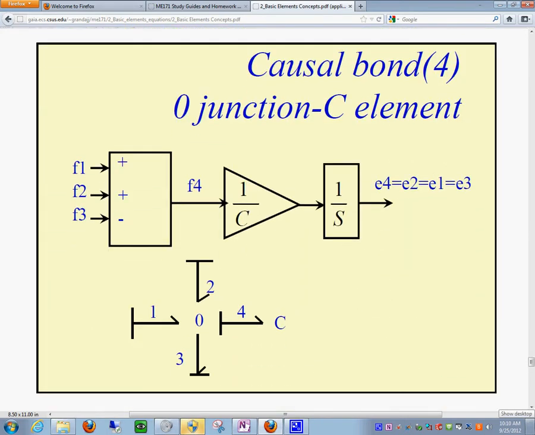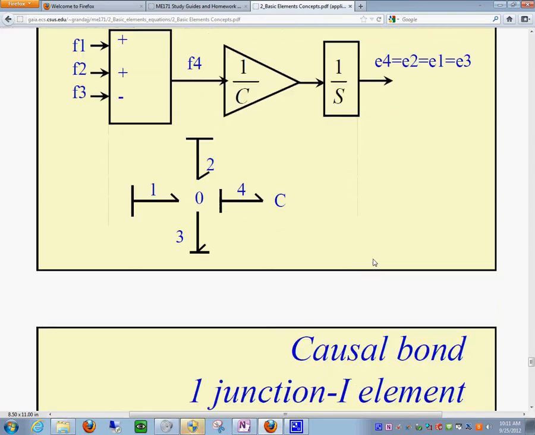If you put together now some connection with some elements, it may look something like this, but we are mainly concerned about the connection here, which is the 0 junction, which means that F1 plus F2 minus F3 equals F sub 4, and then multiply by 1 over C and integrate, it will really come out as the position in this particular case, Q sub 4.